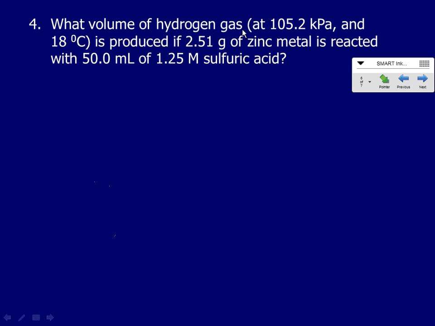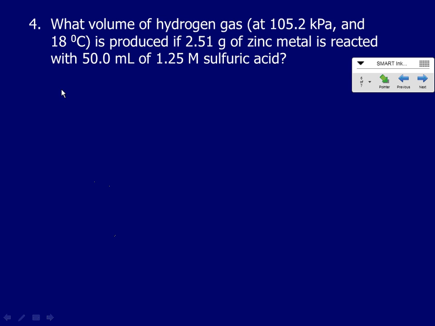What volume of hydrogen gas at 105.2 kilopascals and 18 degrees Celsius, which means we're going to be needing PV equals nRT, is produced if 2.51 grams of zinc is reacted with 50 milliliters of 1.25 molar sulfuric acid? That doesn't look like fun. Why doesn't this look like fun? That's true, but there's also more evil hidden in this question. Let's get the balanced chemical equation, get our data out there, and then you'll see why this is slightly painful.